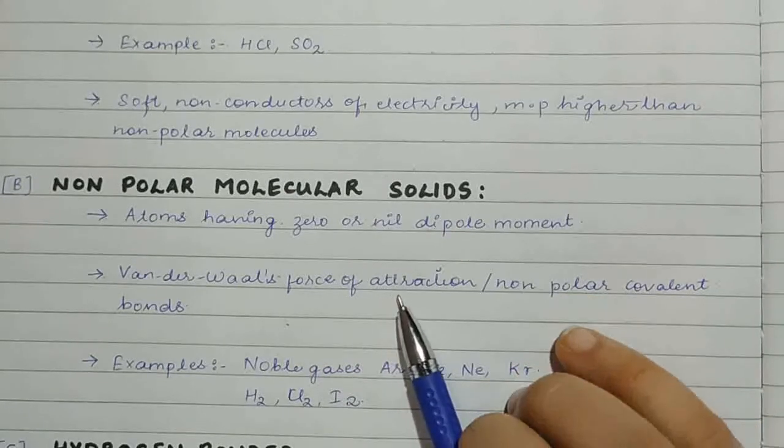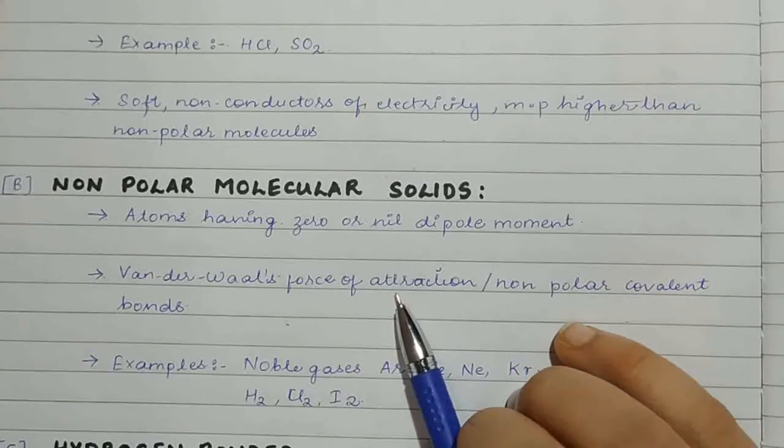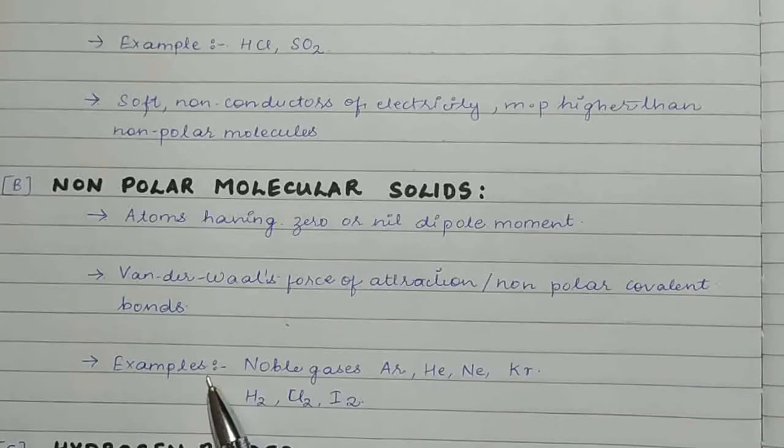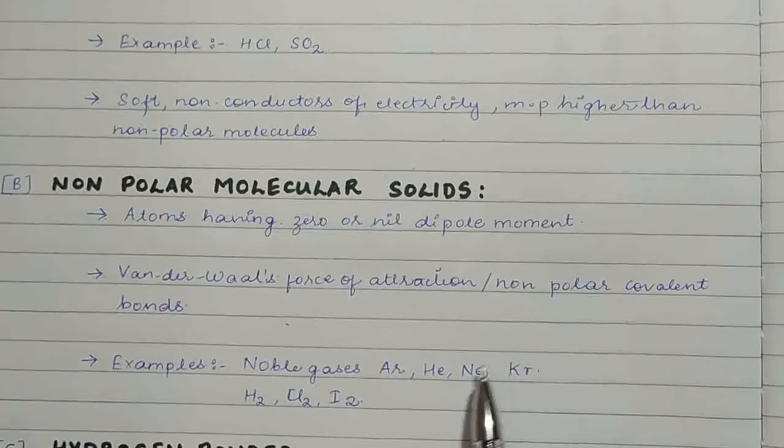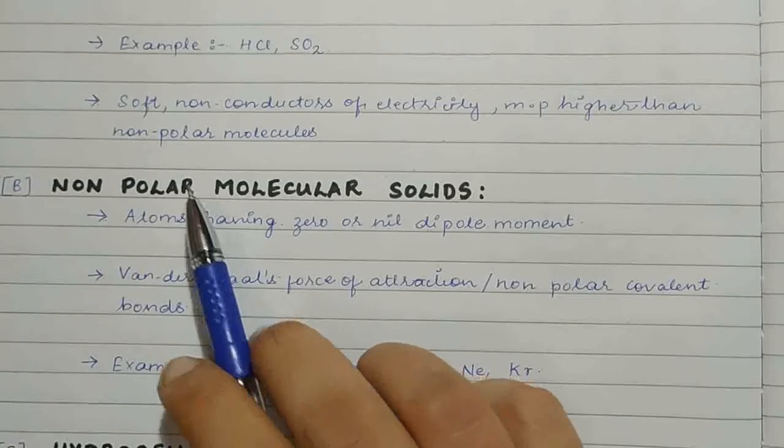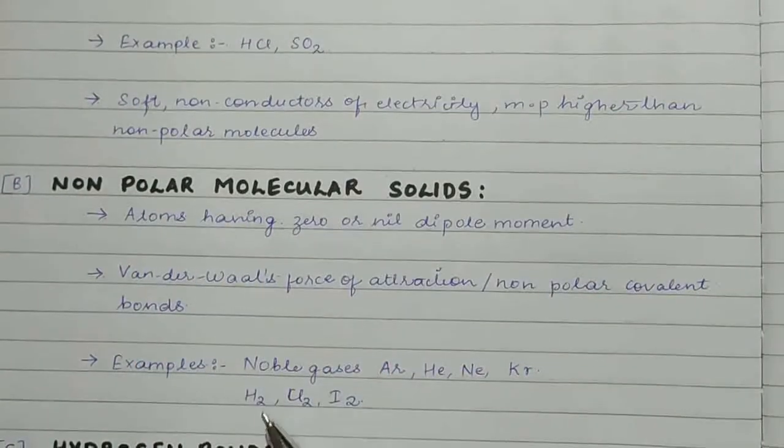Again, you have to know what is Van der Waals force of attraction. Please go and read it again. Examples of non-polar molecular solids are noble gases: argon, helium, neon, krypton. All these noble gases, when they exist in the solid form, are non-polar in nature. And also hydrogen, chlorine, iodine. These are examples of non-polar molecular solids.